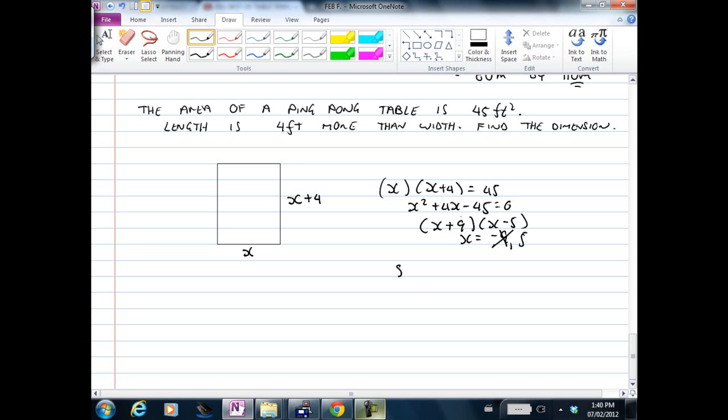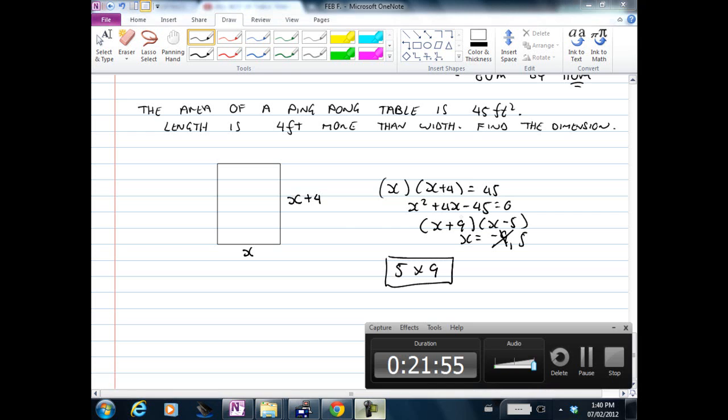So it'll be 5 by 9. And that's the regular dimensions of a table tennis table. Kid you not, 5 by 9. Guys and gals, voila. Is it that hard? No, not really. We're going to stop now.